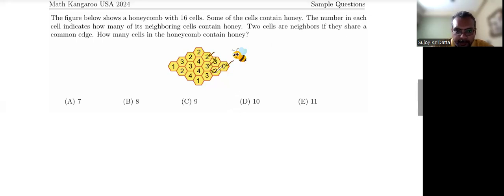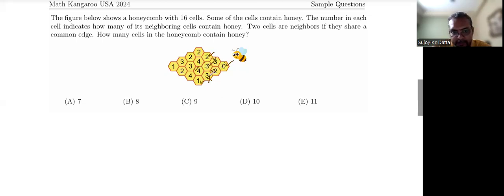Okay. Now coming to the two, you already have two neighbors having honey. So this one will not have any honey present. So that is a cross. Now if you look at this three, what are its neighbors? This is a neighbor which does not have honey. This one, three already is there having honey. Four and one are the other two. So they must have honey as well. So four and one both have honey.